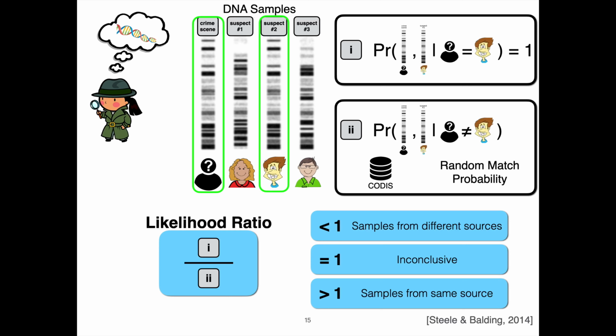The investigator then takes these two probabilities, 1 and 2, takes their ratio, and computes this quantity known as the likelihood ratio. When this value is less than 1, it indicates that the two samples, A and B, the crime scene sample and the suspect sample, are from different sources. When it's equal to 1 or near 1, the result would be inconclusive, that the evidence provides no value as to the source of the unknown source sample. And when it's greater than 1, it indicates that the samples are from the same source, so that the suspect was, in fact, the person who generated the crime scene evidence.